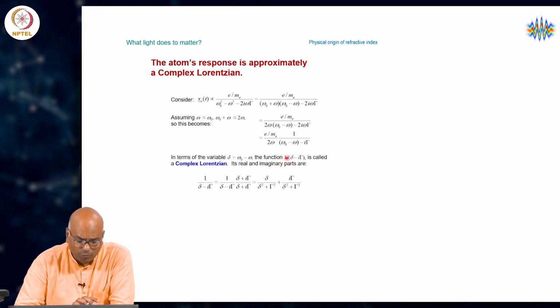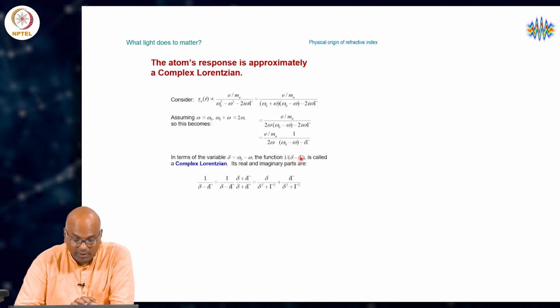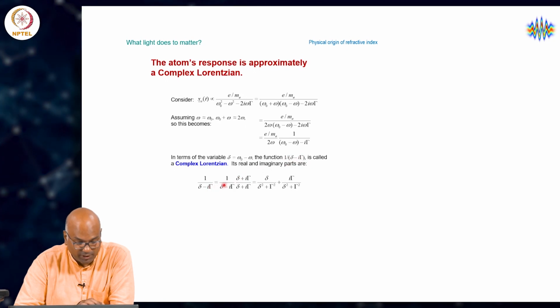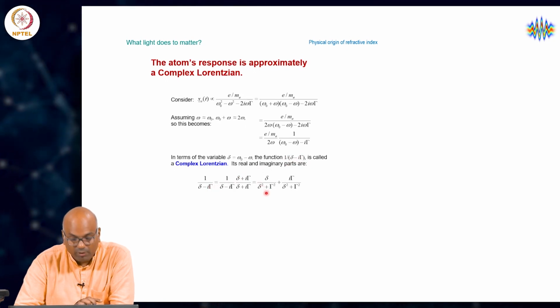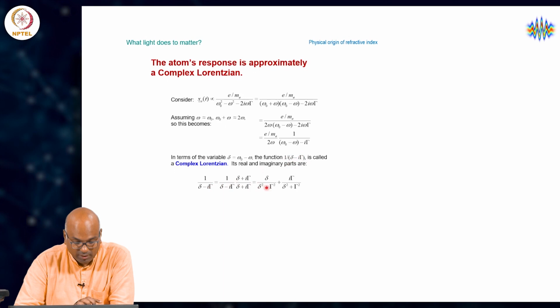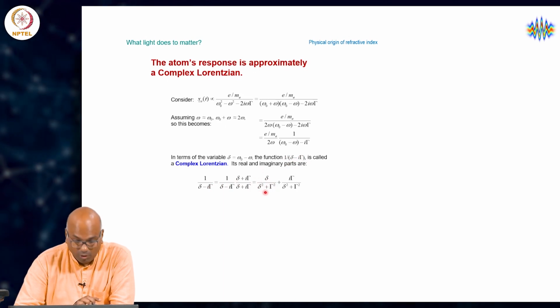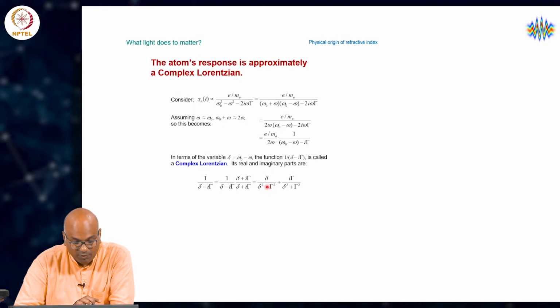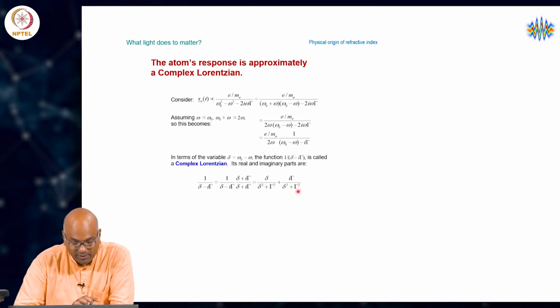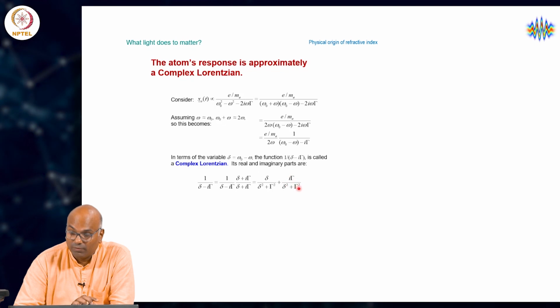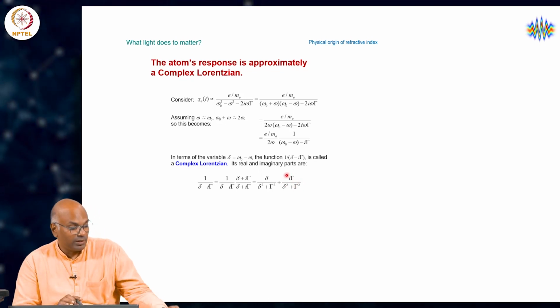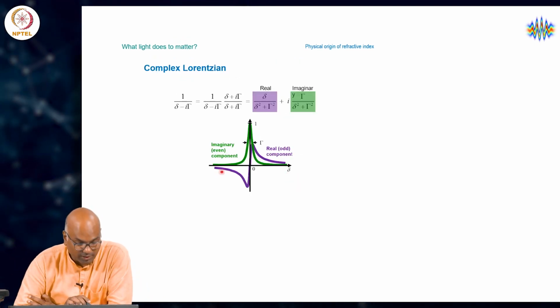Now, the function 1 divided by delta minus i gamma is the complex Lorentzian, which can be broken down into a real part, delta by delta square plus gamma square, which is an odd function of the variable delta, whereas of course gamma is fixed, it is not variable, and the imaginary part, which is an even function, and it plots like this.